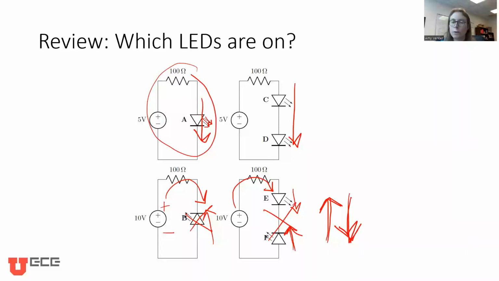So if the forward voltage is 2 for each of these LEDs, then they can actually turn on. If it's more like 3.5 volts, then you would need at least 7 volts over here to turn on both of those LEDs in series. So whether or not they're on depends on their forward voltage.